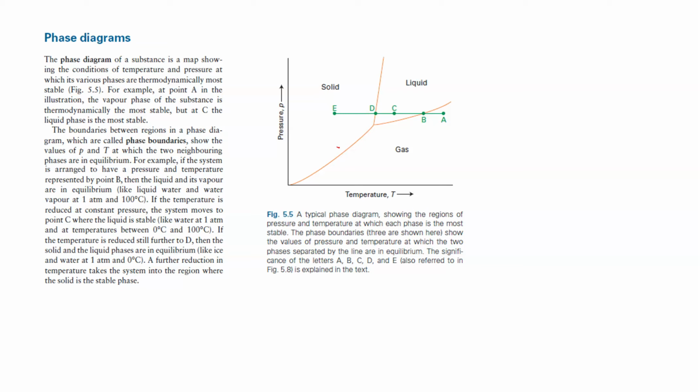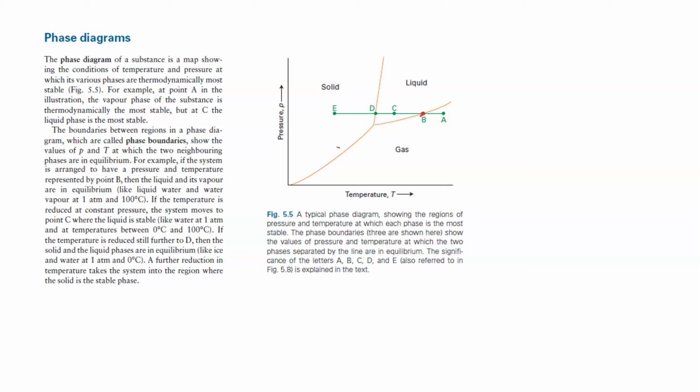For example, if the system is arranged to have a pressure and temperature at point B, which we see here, then the liquid and its vapor are in equilibrium, like liquid water and water vapor at 1 atmosphere and 100 degrees Celsius.